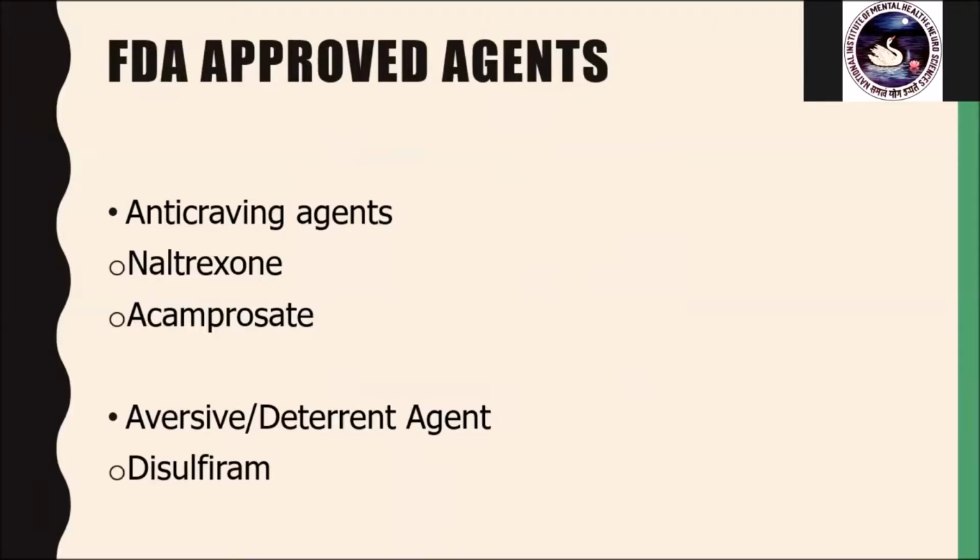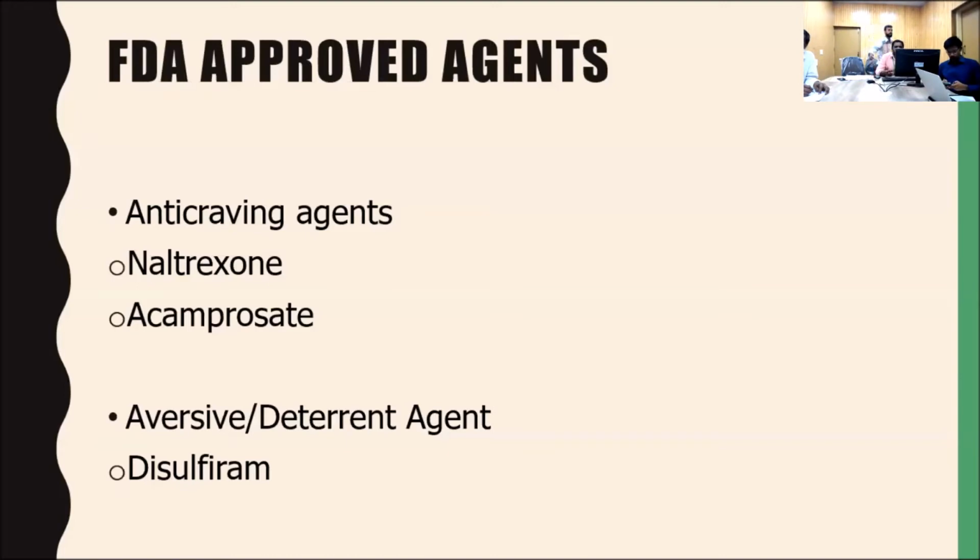One of the things is that the US FDA approved anti-craving agents are naltrexone and acamprosate. Baclofen is so far not US FDA approved, and there is the aversive or deterrent agent disulfiram. Since it's also a commonly prescribed agent, we'll discuss briefly about it.